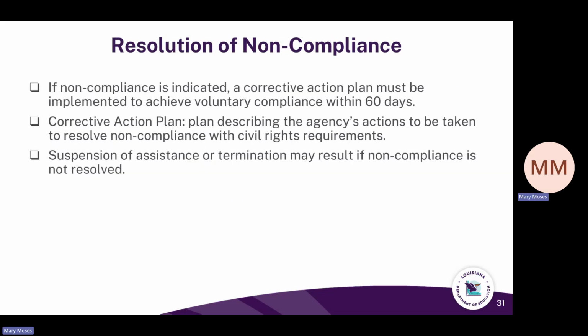If noncompliance is indicated, a corrective action plan must be implemented to achieve voluntary compliance within 60 days. The corrective action plan should describe the agency's actions to be taken to resolve the noncompliance determined. If the corrective action is not achieved within 60 days, suspension of assistance or termination may result.